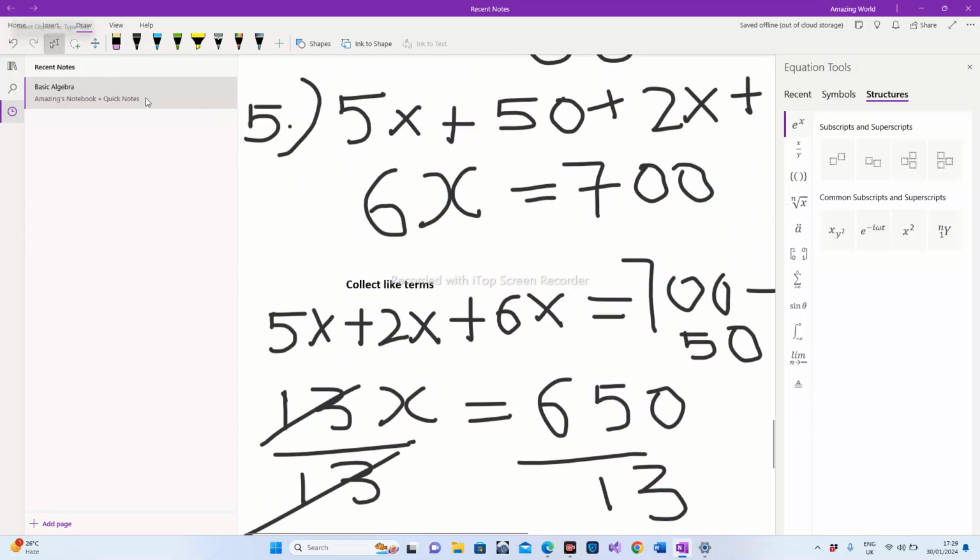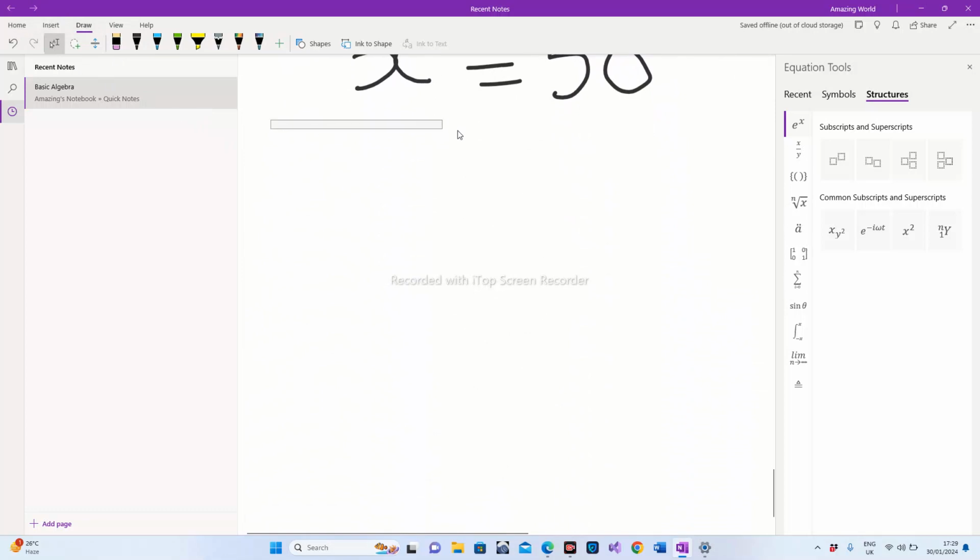So let me put it down now in writing. x is equal to 50. This represents the number of children's tickets.